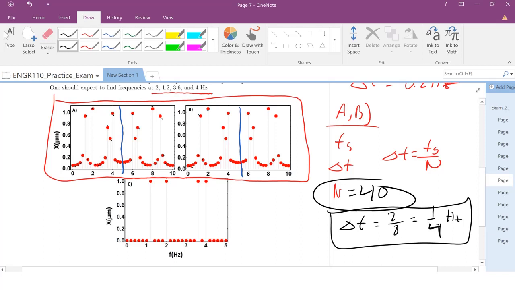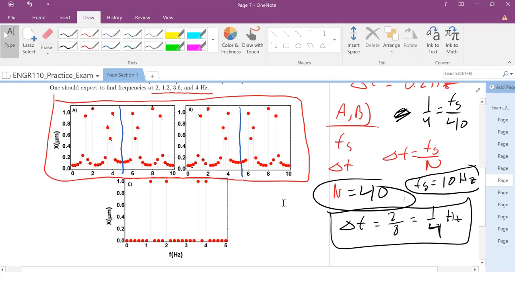Now, delta F is equal, we know, to 1/4. Now, my Fs is the last thing we're trying to figure out. What is my total number of points? N is 40. Switch that out. My Fs is equal to 10. 10 what? 10 hertz. That's it. We've got our answer, or at least two of our answers, luckily for A and B, since this was repeated. So that's the analysis you go through.